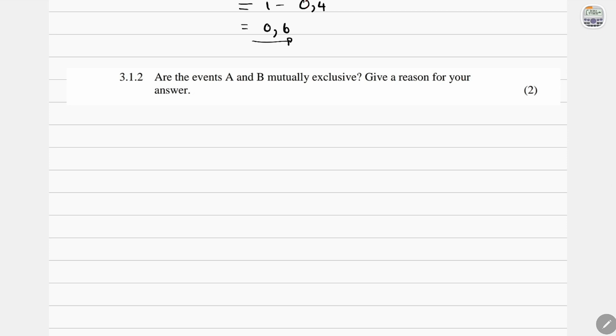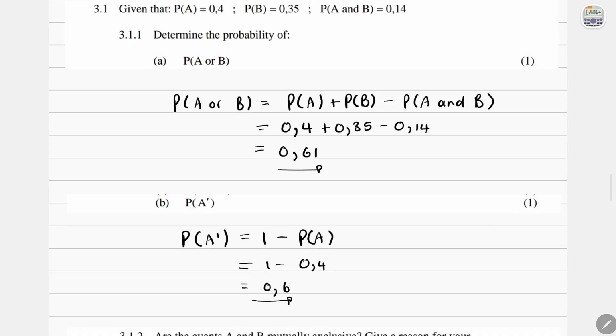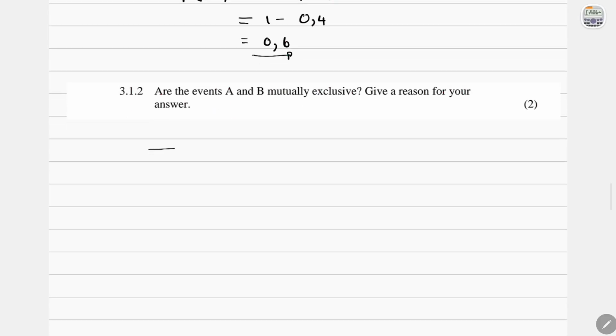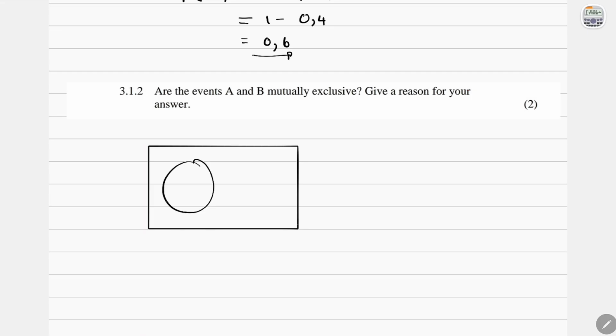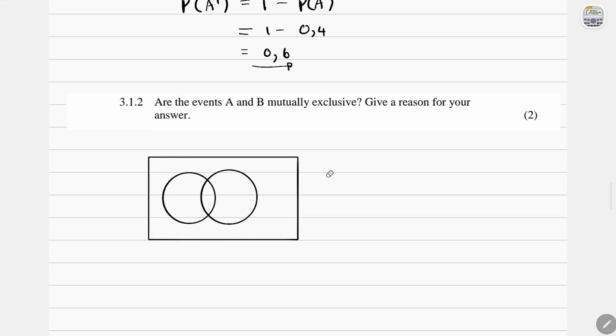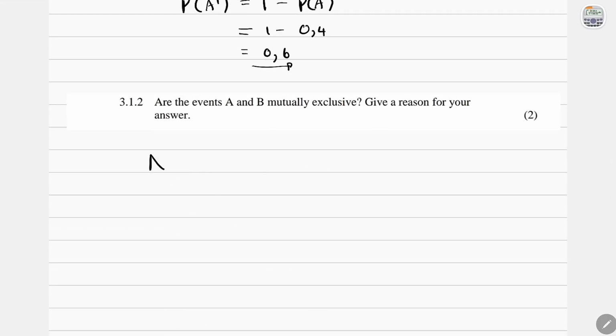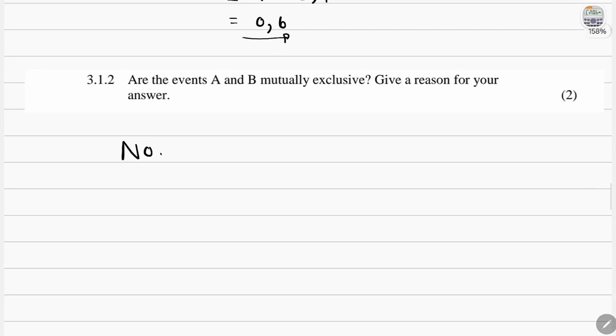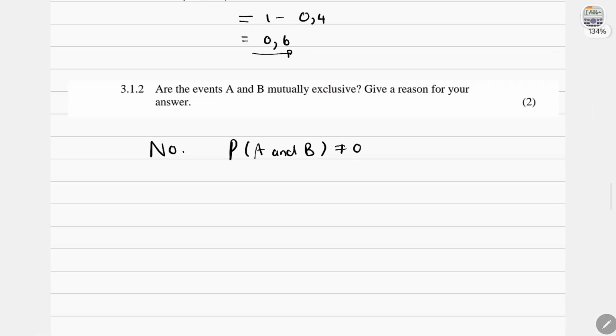Question 3.1.2 says, are the events A and B mutually exclusive? Give a reason for your answer. So are they mutually exclusive? No. Mutually exclusive events are events that do not intersect. These have an intersection. We saw that with the probability of A and B. So we can just tell them, no, they are not mutually exclusive. Our main argument here would be that the probability of A and B is not equal to 0, meaning there is actually an intersection. There's not really any words needed. If you think about it logically, that's really all. Moving on to the next question.